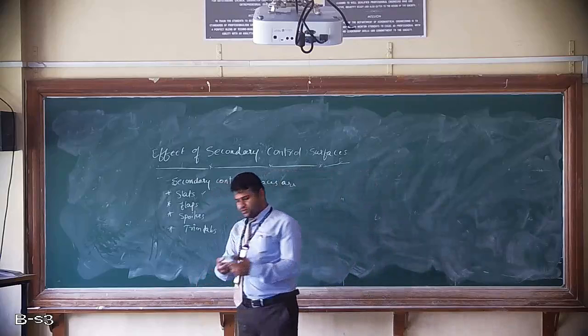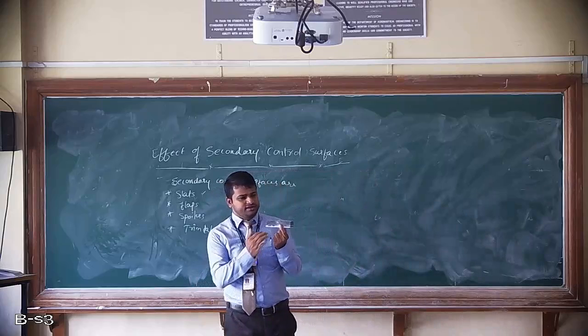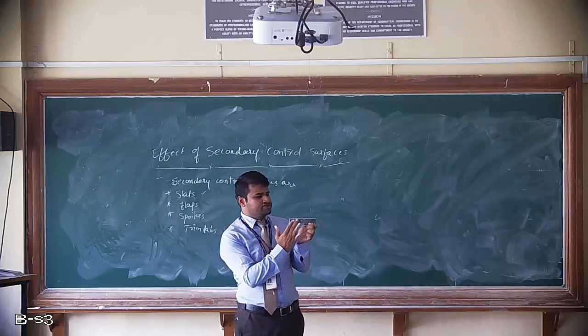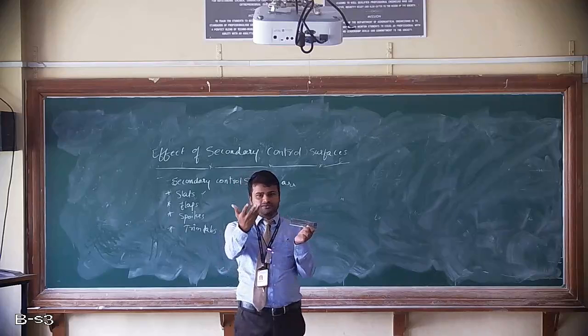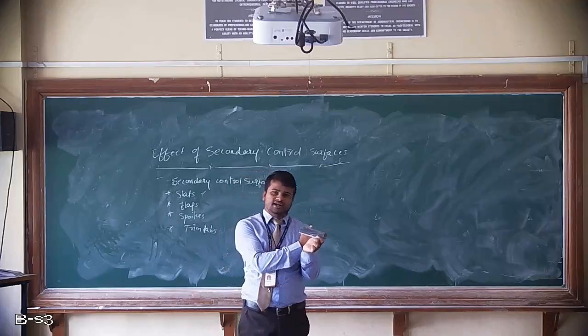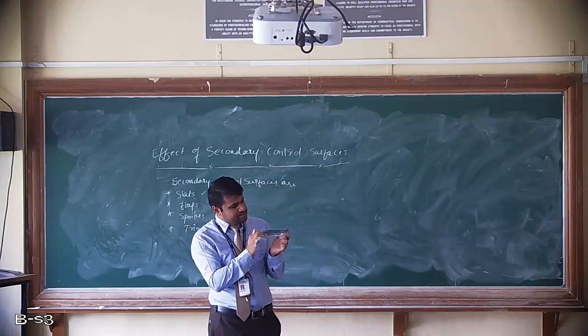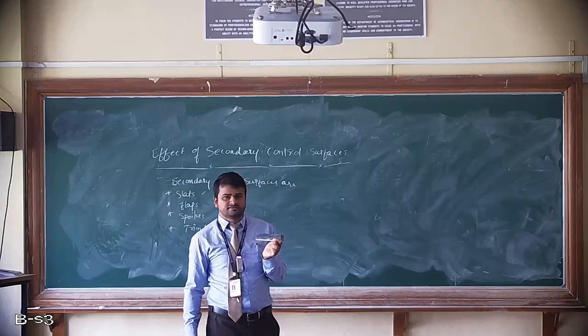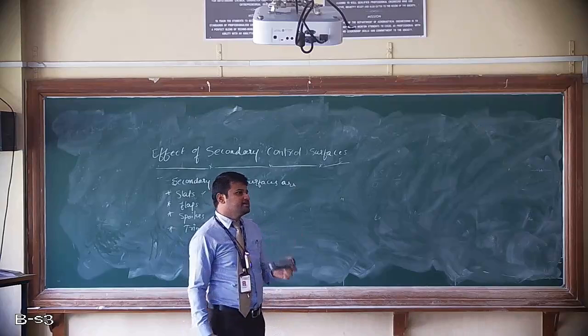So let us say this is the wing of the aircraft. Assume this is the wing of the aircraft, and we know what leading edge and trailing edge are. This is the leading edge, which is visible from the front, and the back side is called the trailing edge. These slats are present, or hidden, inside the leading edge.